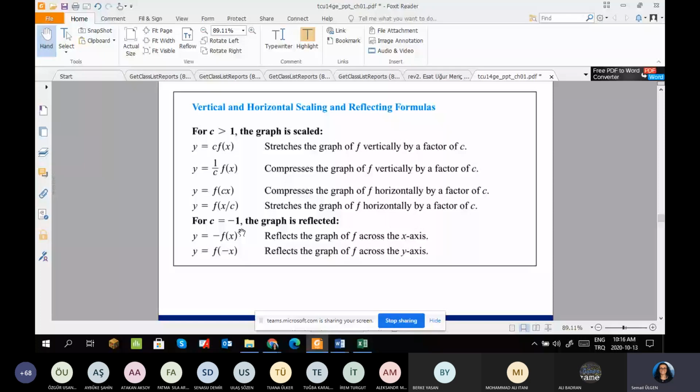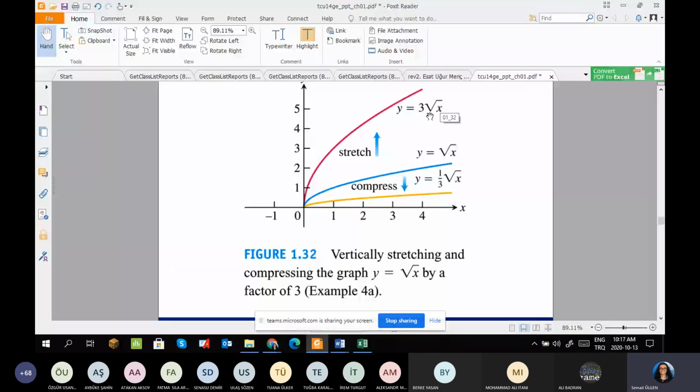So you're multiplying f, which is square root of x, the fishing rod function. If you multiply it by 3, then it's stretching, okay, vertical stretching. And if you multiply this by 1 over c, which is 1 over 3, it's compressing the graph by a factor of 3. And then we see these pictures as well.